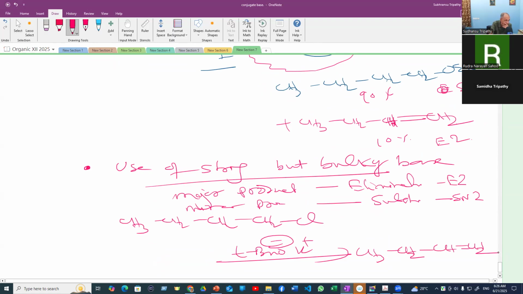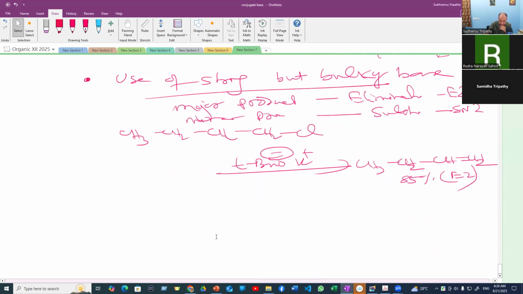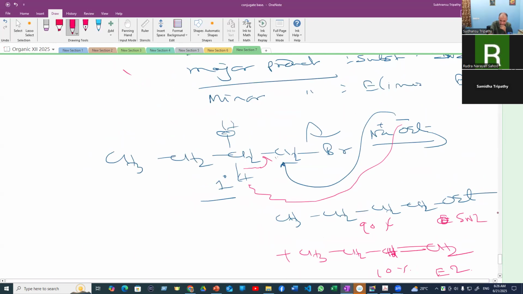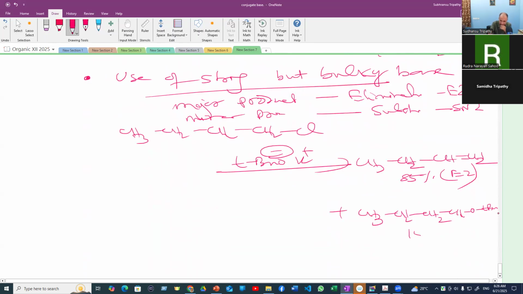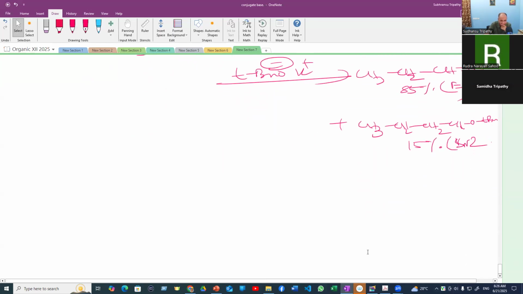And I have the data with me: 85% is the E2 mechanism and some 15% is ether, Williamson ether by SN2, CH2 OTBu. So 50%... 15% is the minor product, and that is SN2. Got it? Yes, sir. Then last but not the least is the 2 degree halide. How to treat 2 degree substrates?